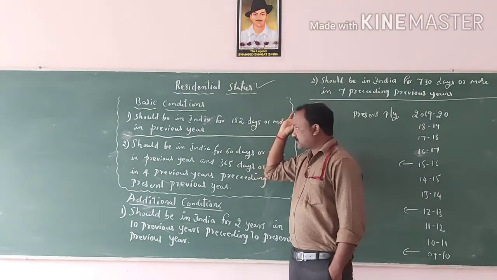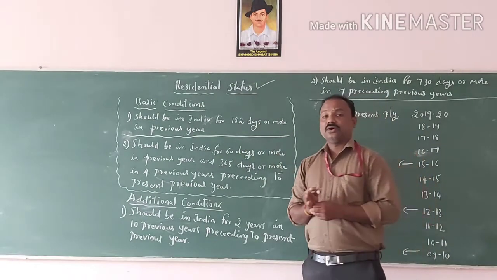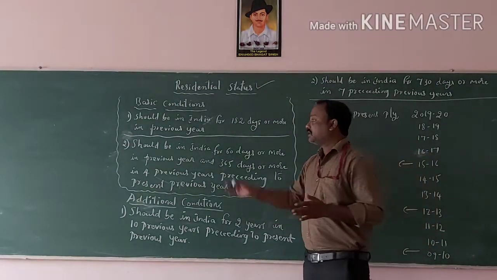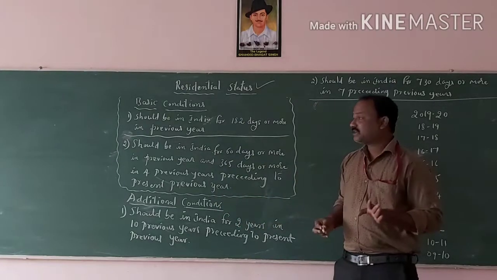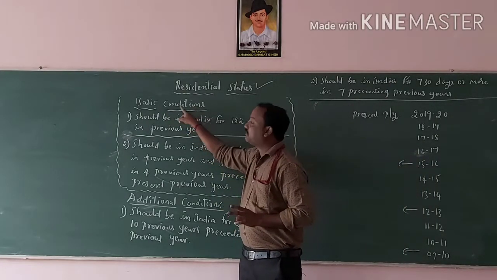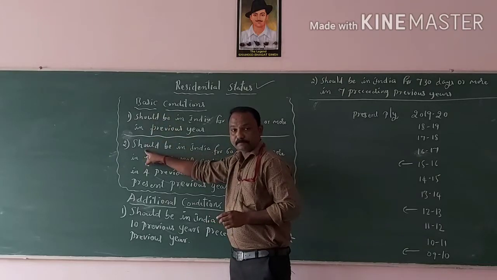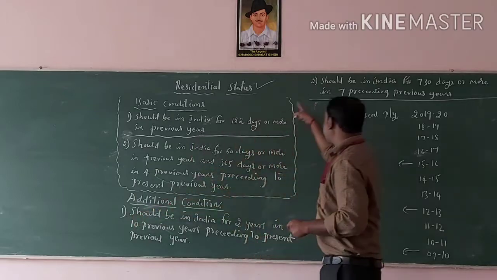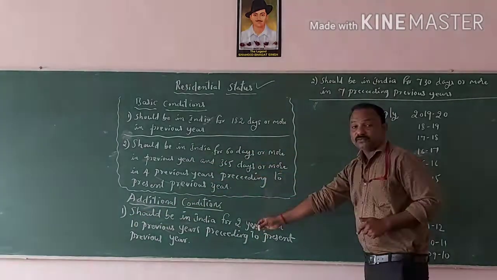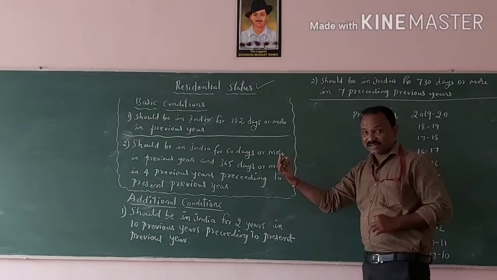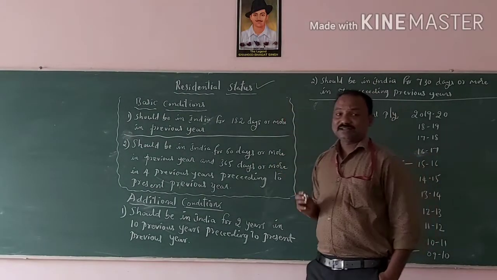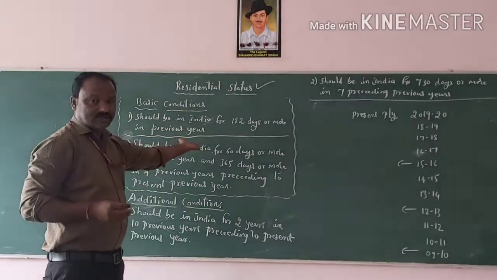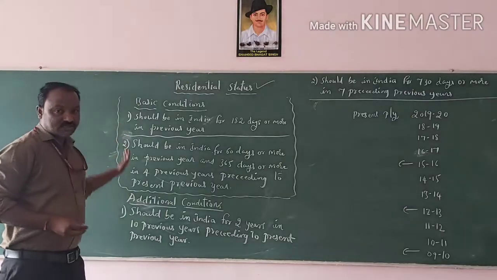Therefore, at the time of ascertaining residential status, what steps do we have to take? For that purpose, we have to go through 4 conditions. Those 4 conditions are classified into 2 types. One is basic conditions, where 2 conditions are there. The second is additional conditions, where 2 conditions are there. On the basis of these 4 conditions, we have to ascertain the residential status of a person.